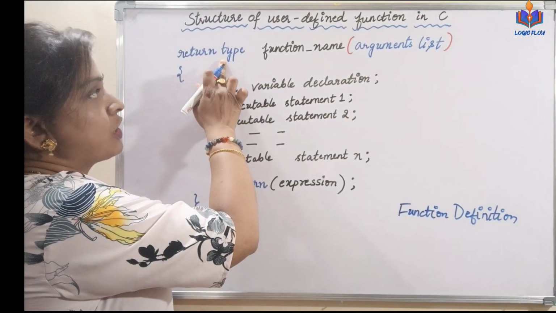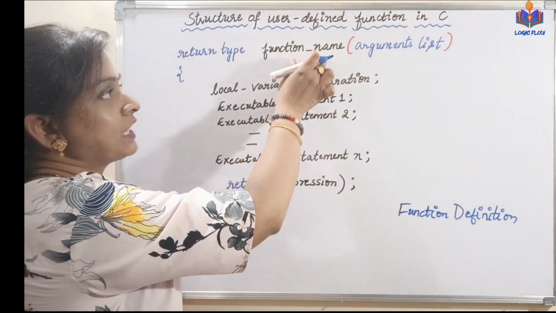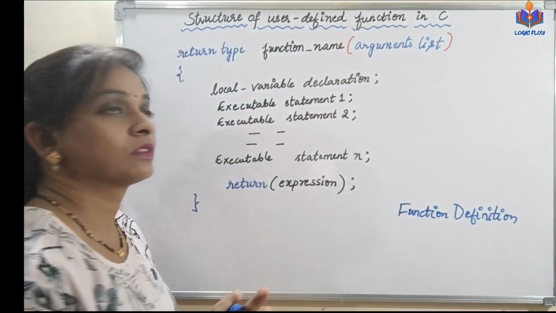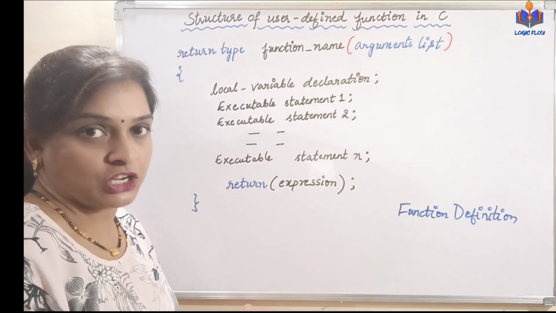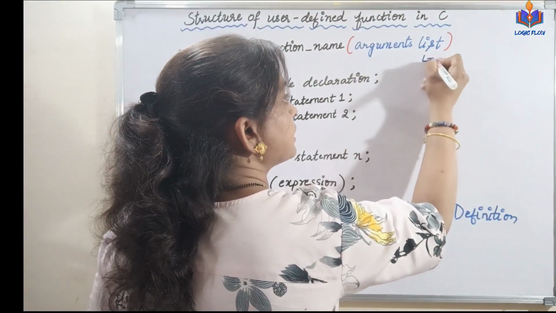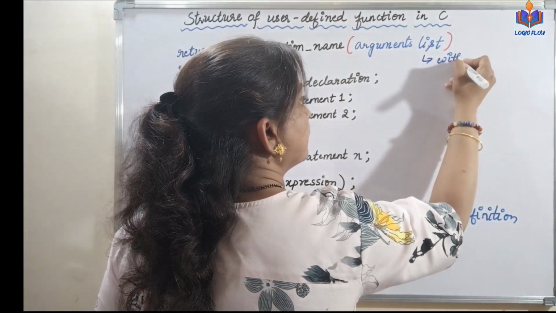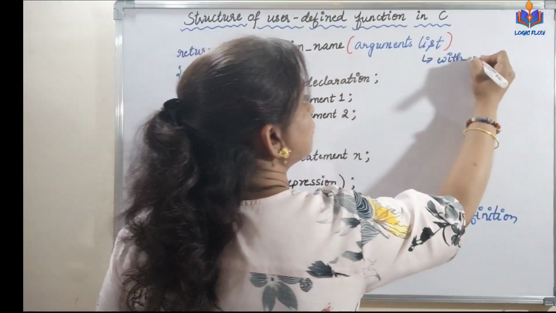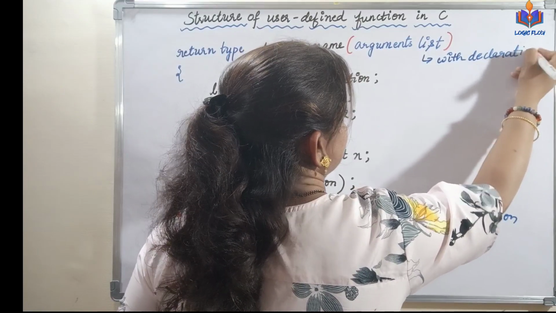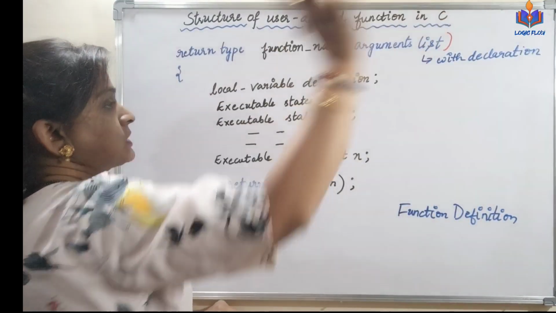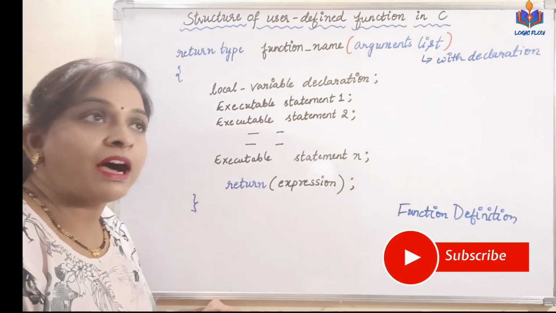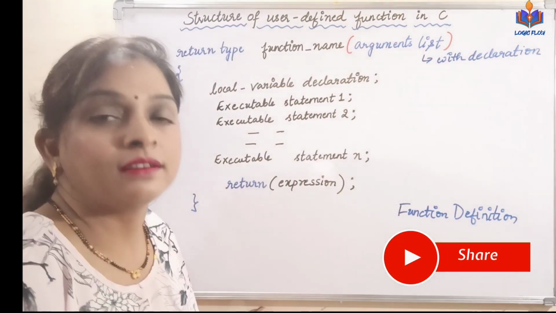Return type of the function, followed by the name of the function and a list of arguments, along with the declaration. Arguments list we need to give with declaration. Coming to the return type here, let me finish this part. Return type specifies what type of value the function is going to return.